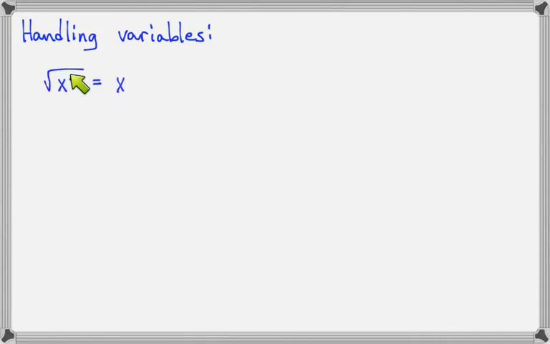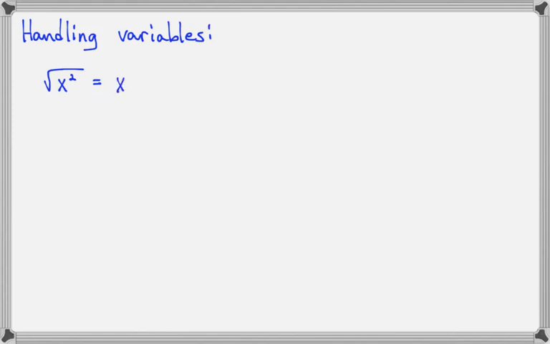Okay, just a few more details we need to look at on multiplying. And one of those things is handling variables. So here's one. The square root of x squared. Now we've talked about before how a square root and a square cancel each other out, and all you get left is whatever was being squared. So that's still true even if we have a variable, because after all, a variable is just a number that we don't know. So we can assume that this x is positive.